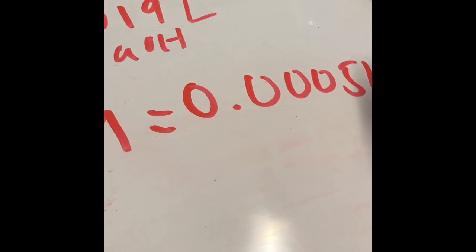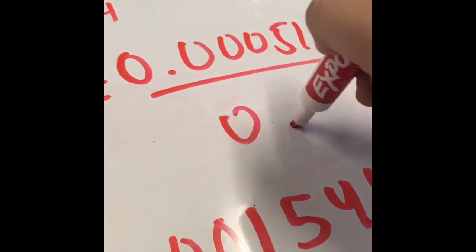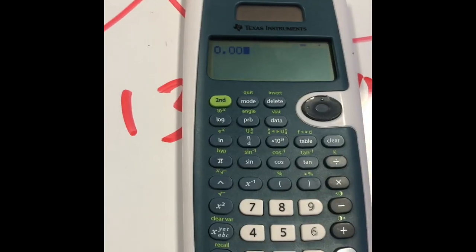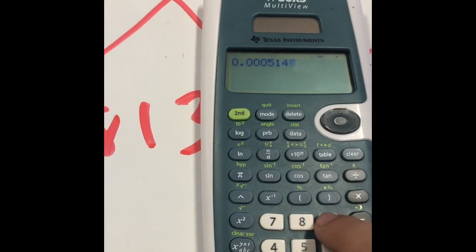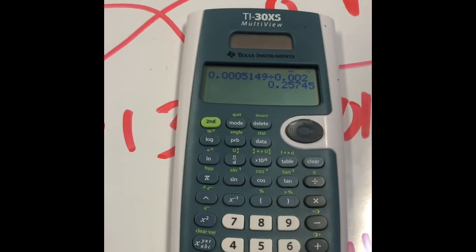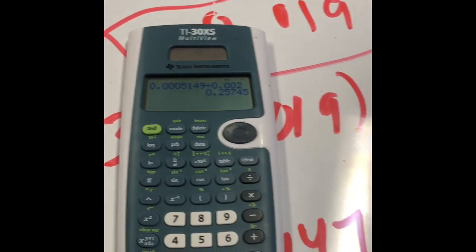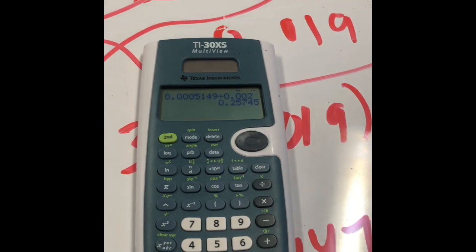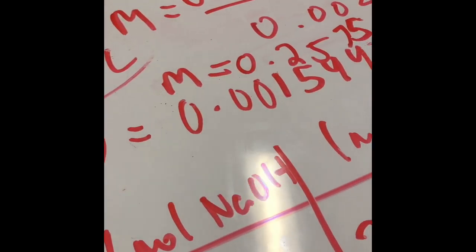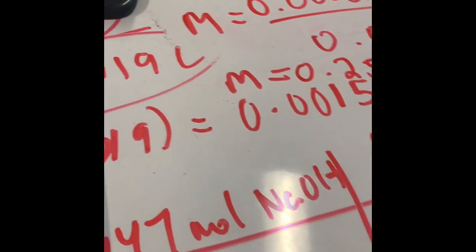So M equals, our moles is 0. over 0.002, and the molarity for trial 1, the citric concentration, is going to be 0.25745, but for significant figures, 0.2575. And that is the molarity or the citric concentration of citric acid in the titrated sample.